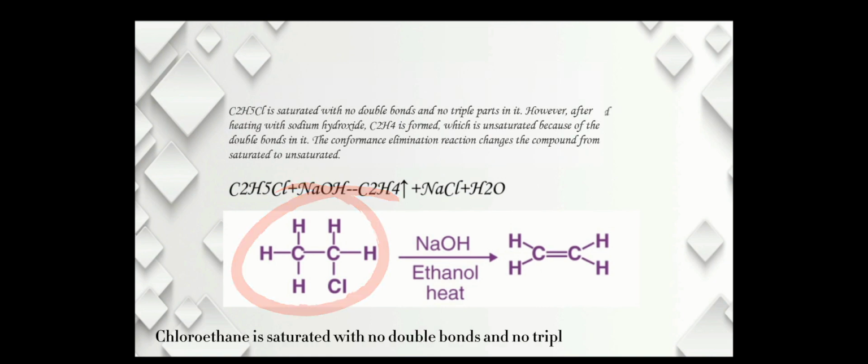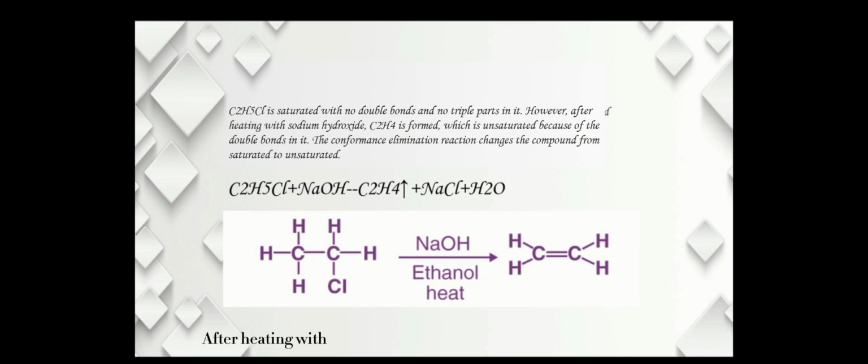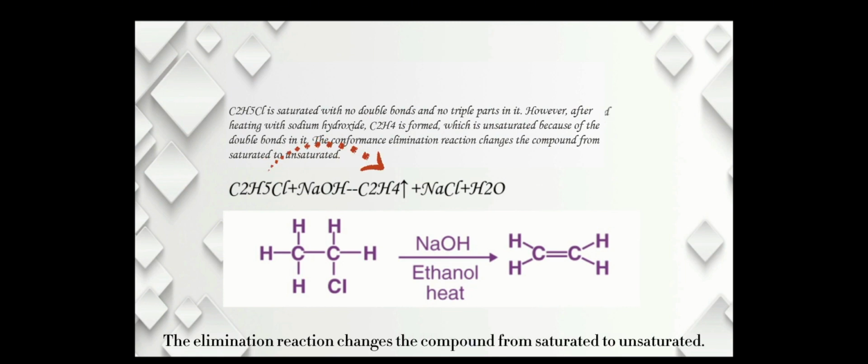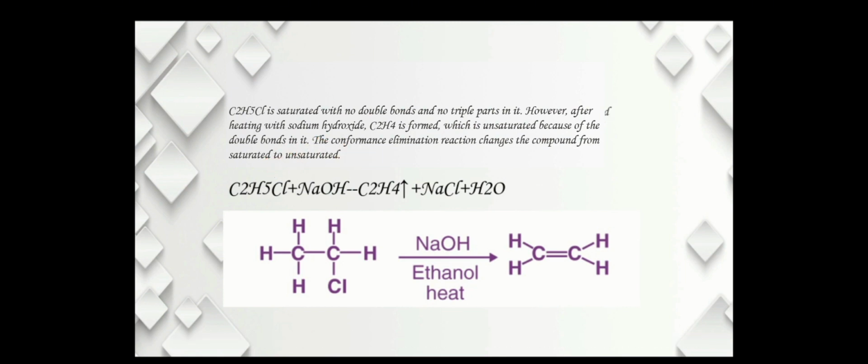Chloroethane is saturated with no double bonds and no triple bonds in it. After heating with sodium hydroxide, the product ethylene is generated. It is unsaturated because of the double bonds. The elimination reaction changes the compound from saturated to unsaturated.